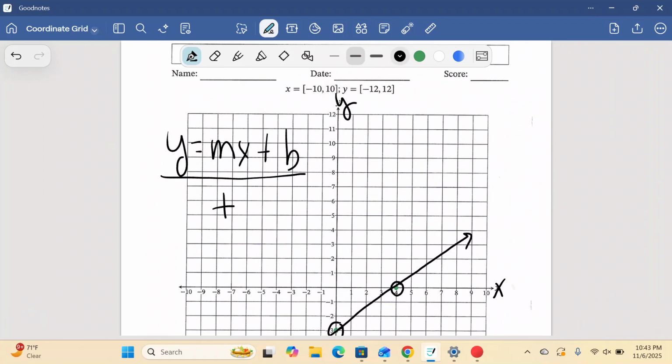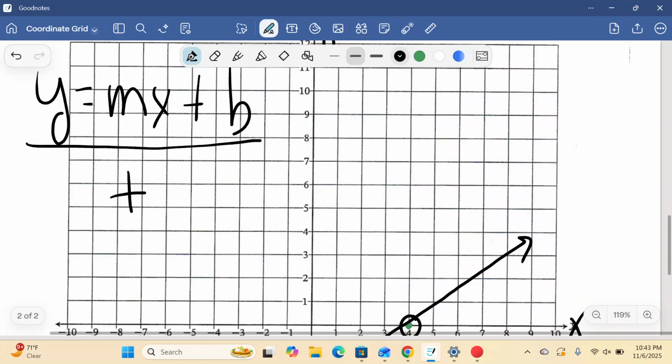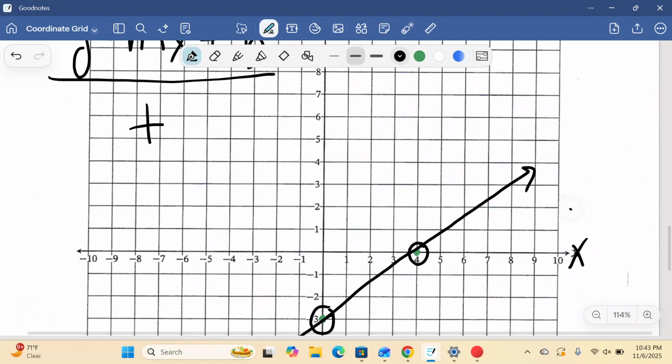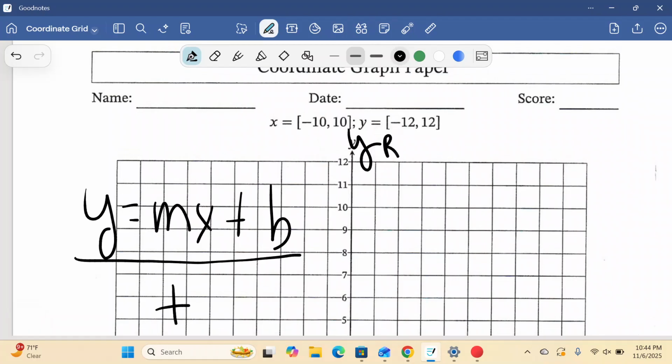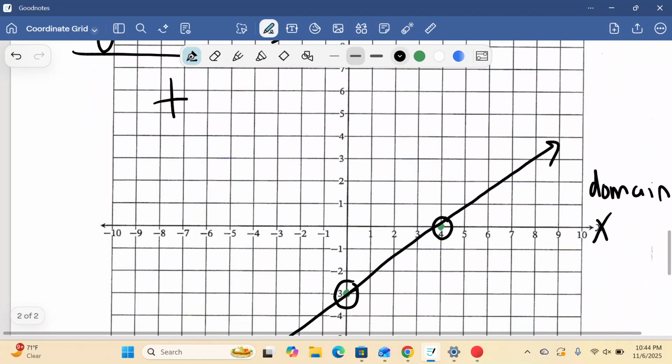Another name for this is, you're dealing with a domain, which is another word for x, and then of course you're dealing with a range, which is another word for y. So we're dealing with the domain, we're dealing with the range. Now let's talk a little bit about characteristics of this line.